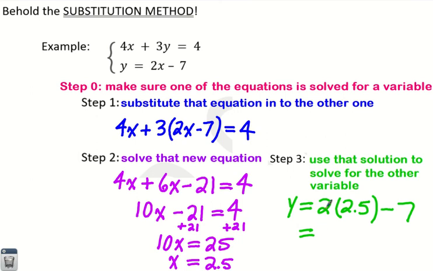So y equals 2 times 2.5, which is 5. And then 5 minus 7 is negative 2. It's probably better if I bring those y's down. So your final answer is 2.5 comma negative 2. x equals 2.5, y equals negative 2. And if you were to graph those lines on graphing paper or whatever, you would see that they cross there at 2.5 comma negative 2.